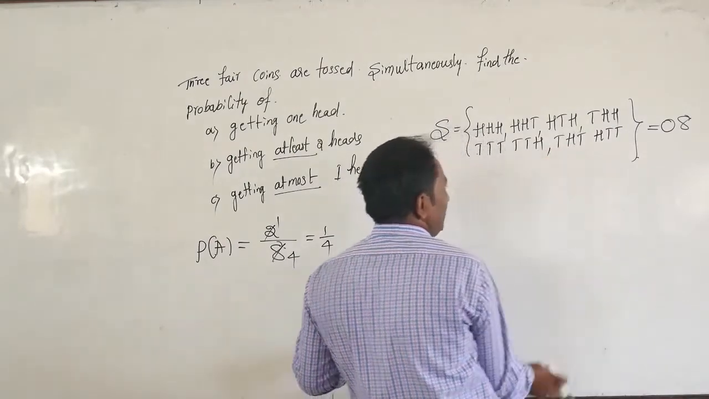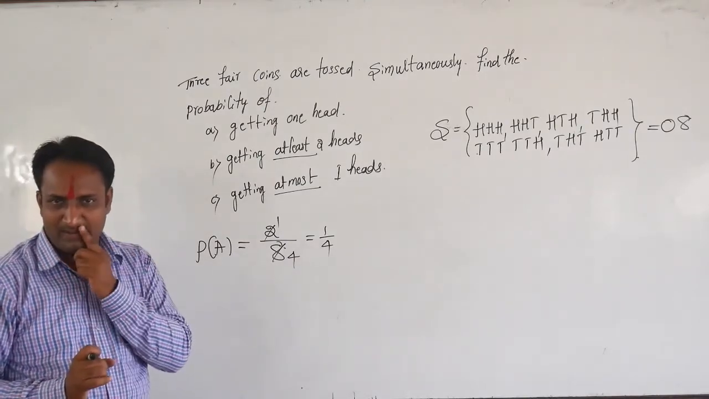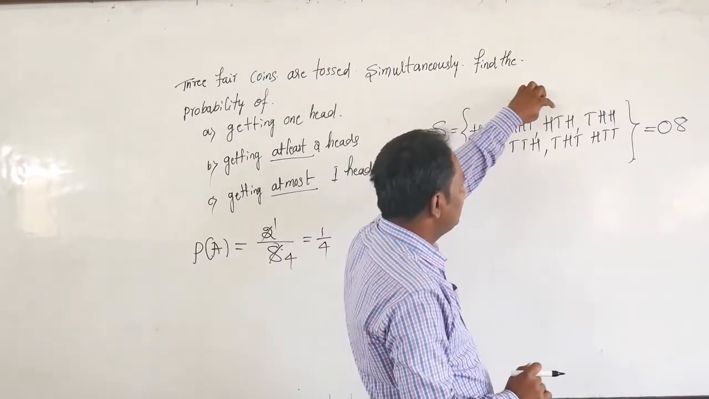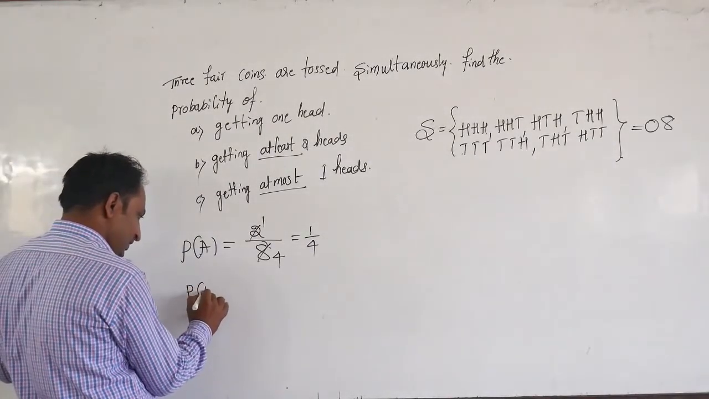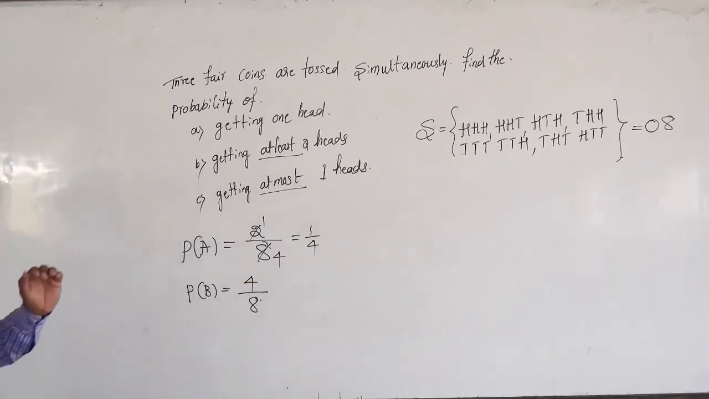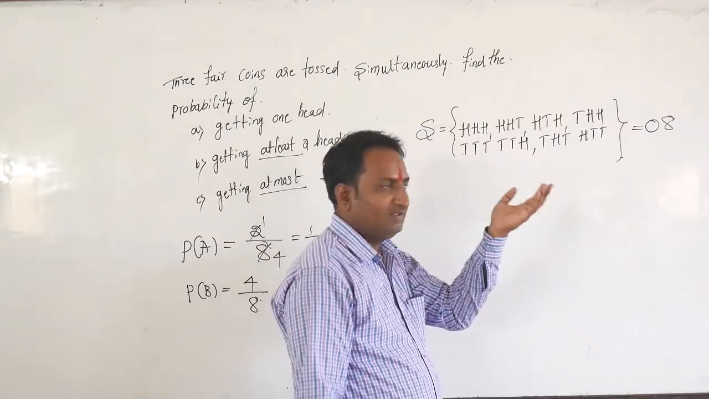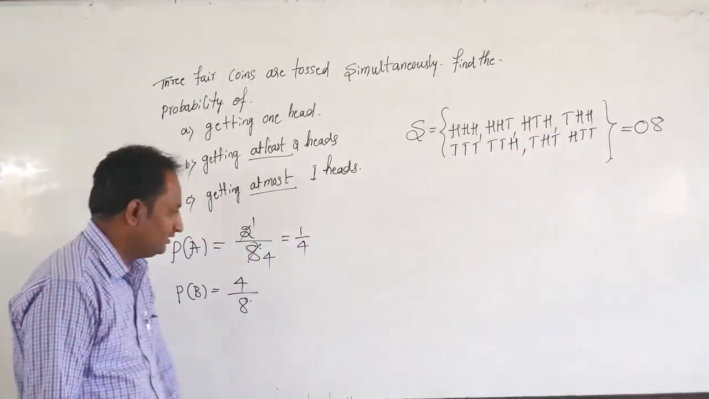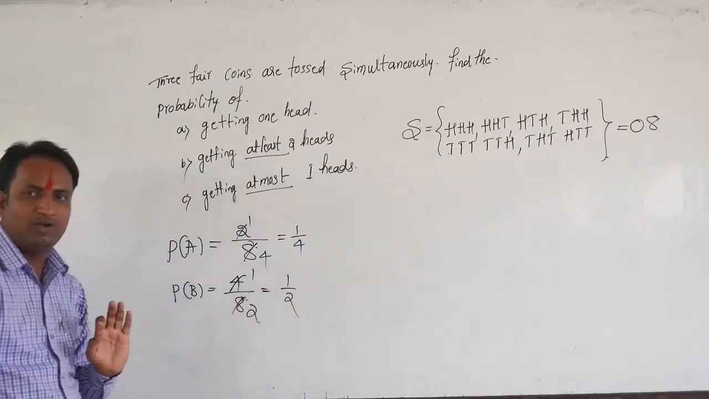Take the next one, getting at least two heads, minimum 2, maximum more than 2. There are 4 possibilities. The probability of an event B is equal to 4 divided by 8. At least 2 heads means we consider minimum 2 heads, maximum 3. Two heads is possible, the second one is possible, the third one is also possible, and the fourth one is also possible. Therefore, 4 divided by 8, the answer is 1 by 2.